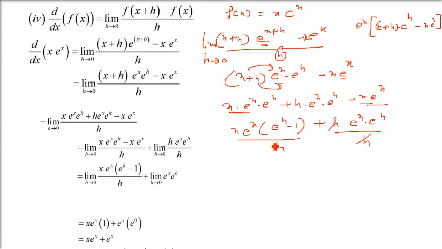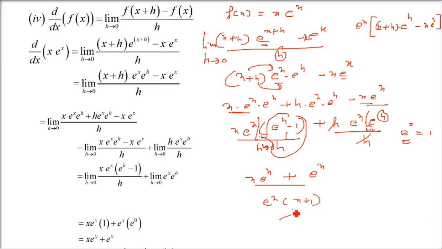When you apply the limit, h gets cancelled here. First of all, limit of e raised to h minus 1 by h is going to be 1. We have already seen this. So only x e raised to x will remain. Now e raised to x times e raised to h; now put h as 0. Anything to the power 0 will always be 1. So we have 1 here. Now here you can take e raised to x common from here, and x plus 1. This is the final answer. Well, you can put it like this only.